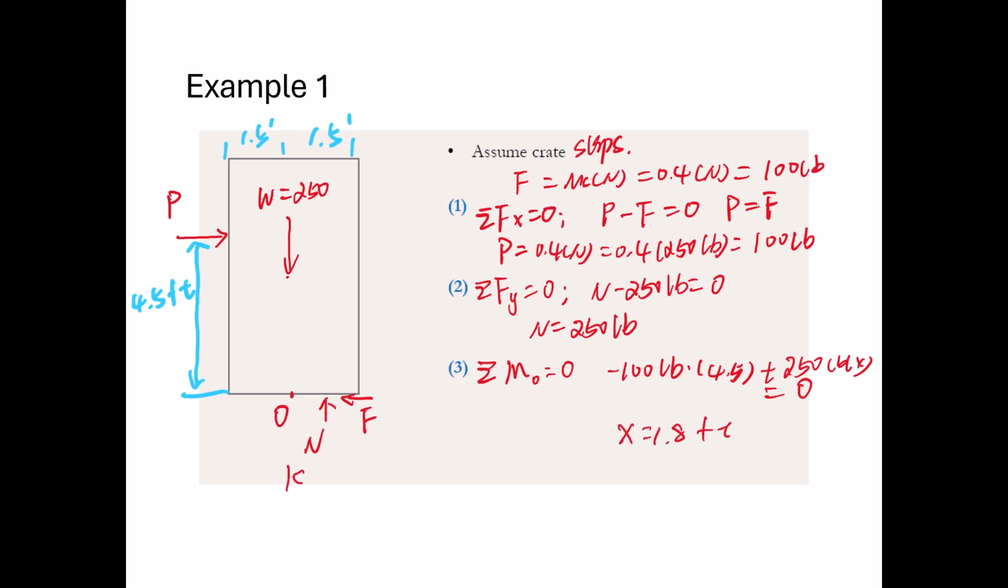In this case, okay, it tips. And so, as long as we know the object will tip, we need to solve for P, F, and N. First, we use sum of Fy equals 0. N minus 250 lb equals 0. N is 250 lb.